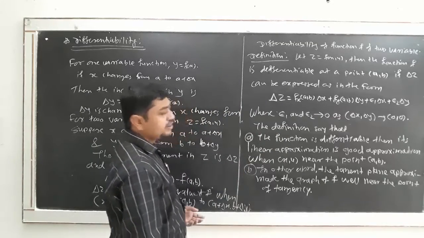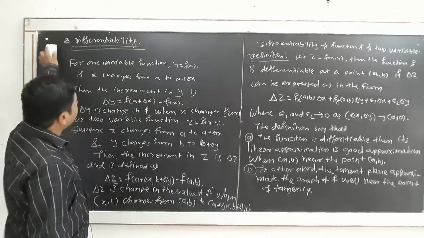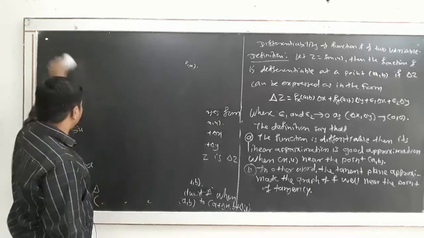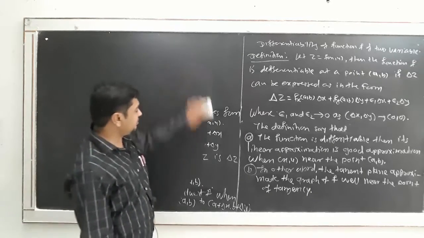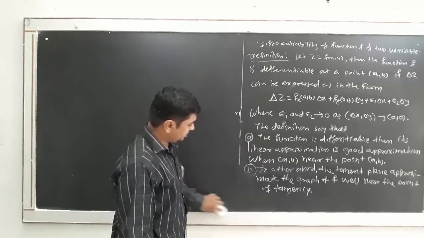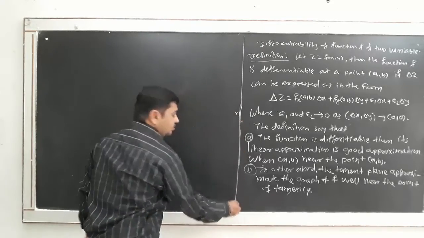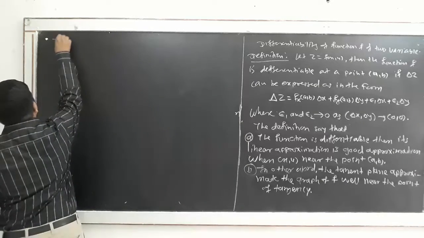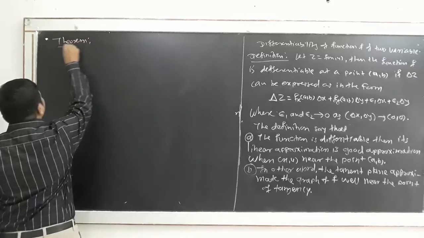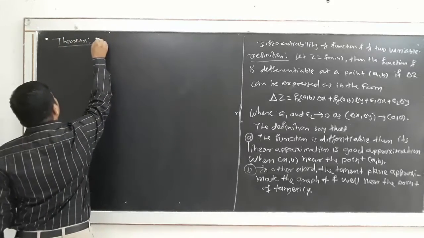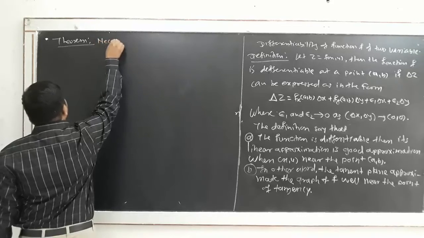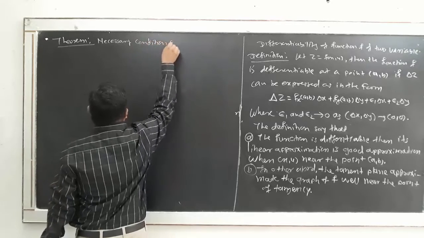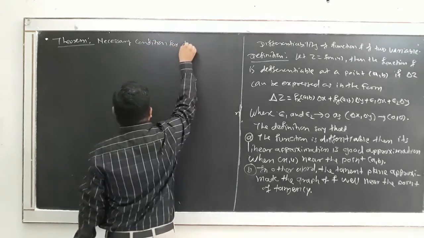Then what we have to write is the necessary and sufficient conditions for the function to be differentiable or not. For problem solving, it is very important. So first we write the first theorem, a theorem without proof: a necessary condition for differentiability.